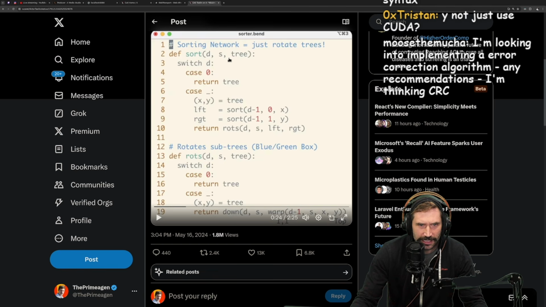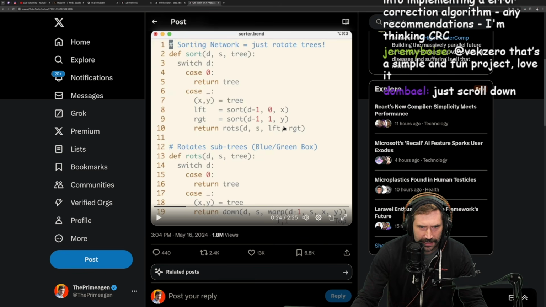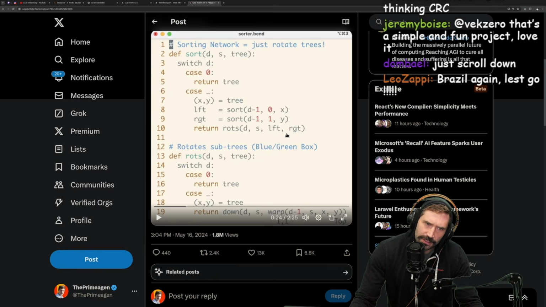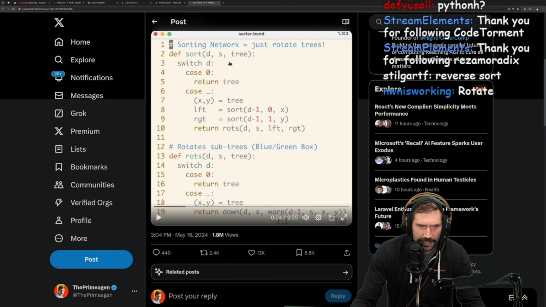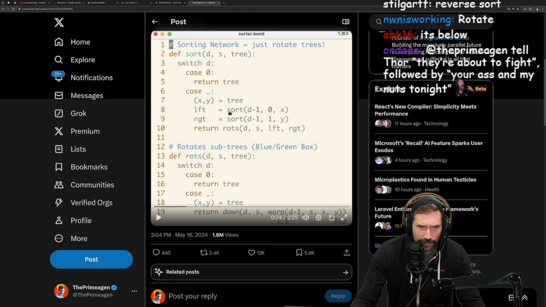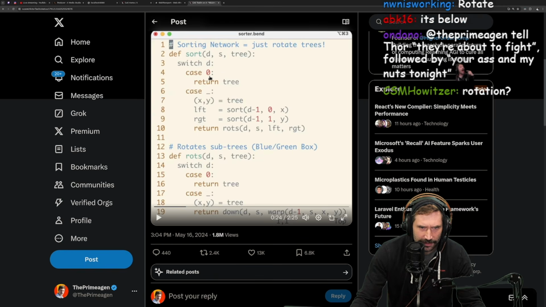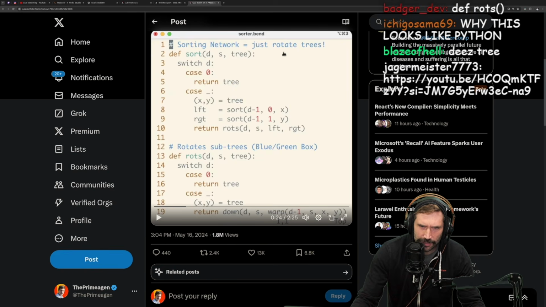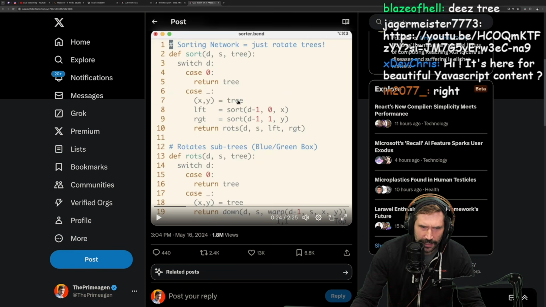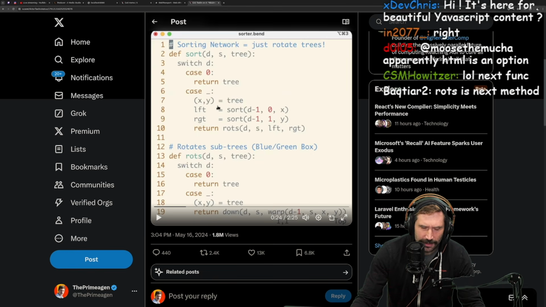All right, so let's see. Def sort tree, case this, and this. Rots. I don't know what rots are. Hold on. Okay. It looks like Python, which means there's no type, so I have no clue what's going on here. D is 0. That must be depth, which is the tree. Sorting network equals just rotate trees. Okay. Tree equals XY, so that must be left and right.